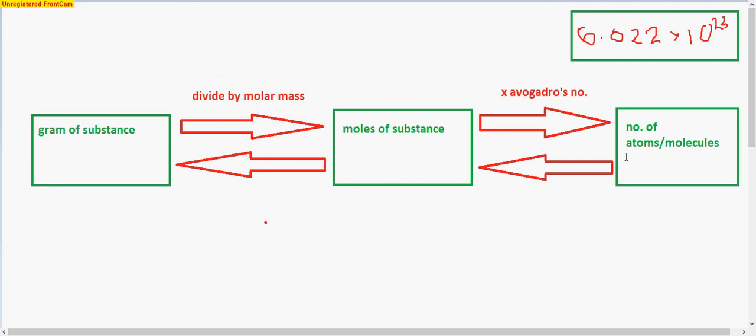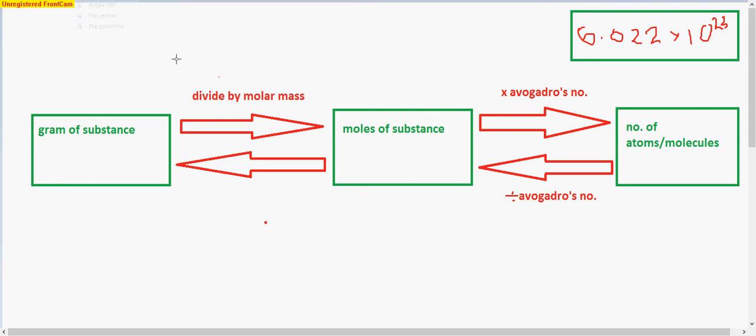Okay. You know what? I'll just copy paste this. And I will rub the multiplication symbol and put a division one of my own. You just divide it by the Avogadro's number. If you're given the number of atoms or molecules, you divide it by the Avogadro's number and you get the number of moles of a substance.